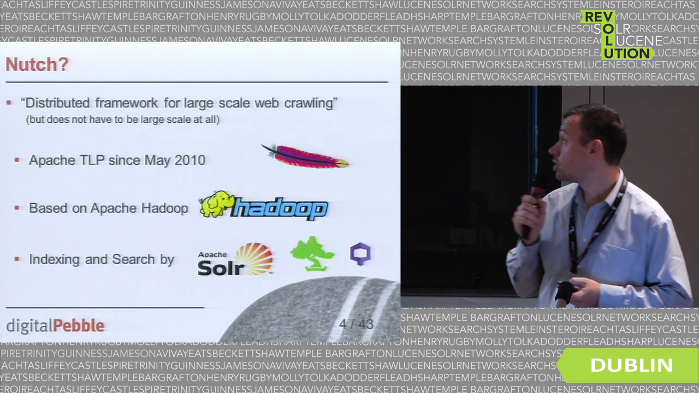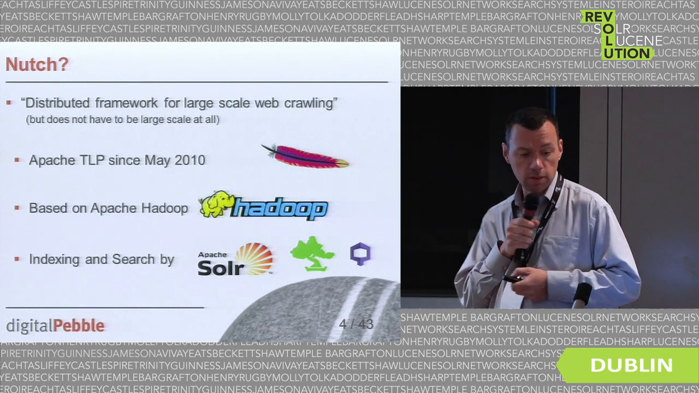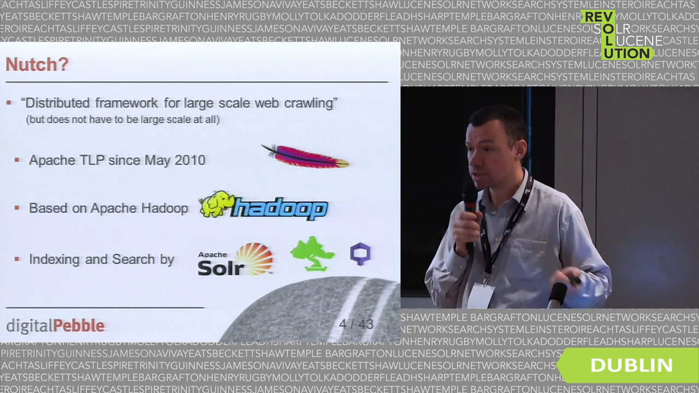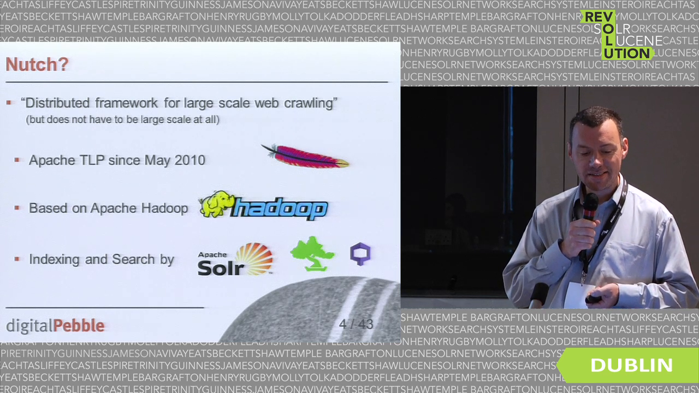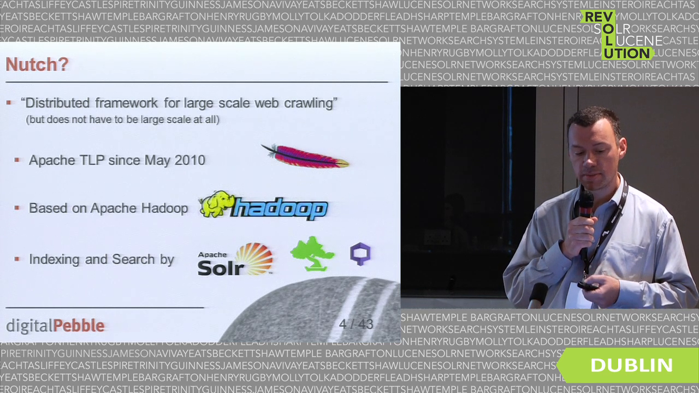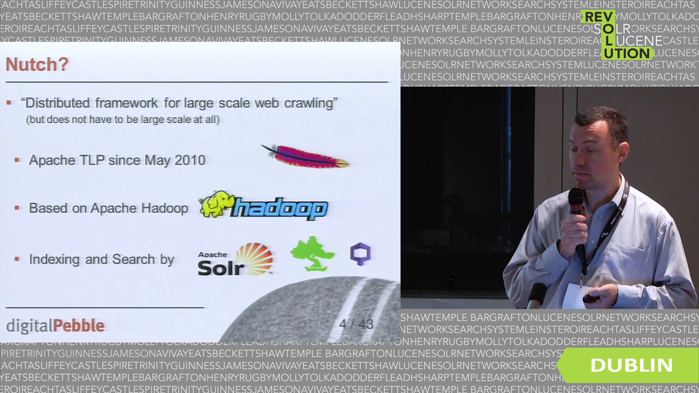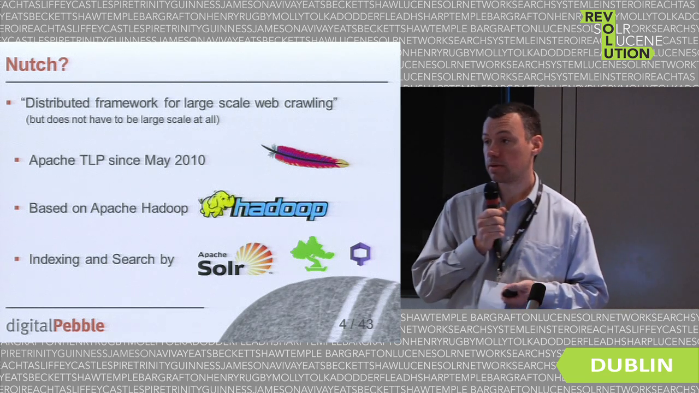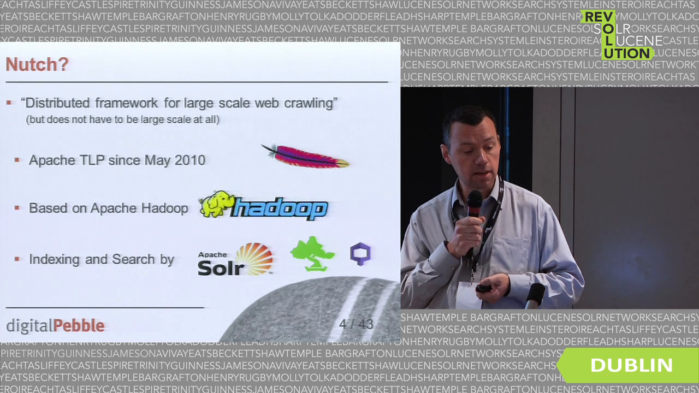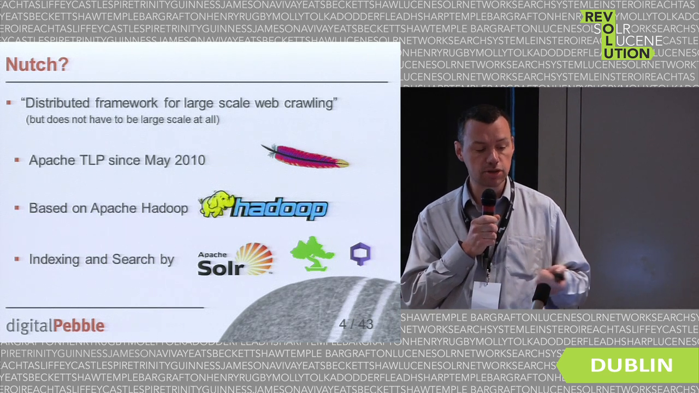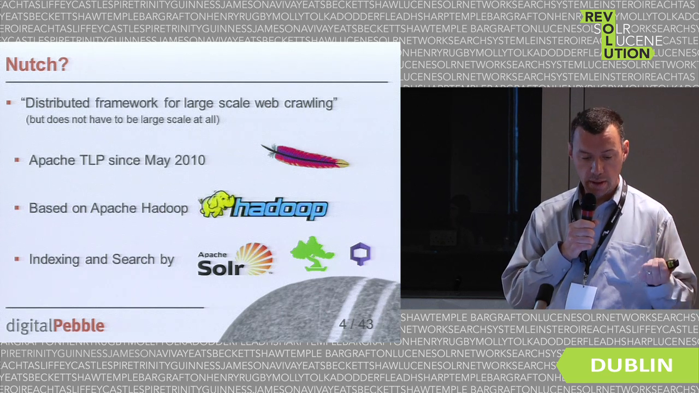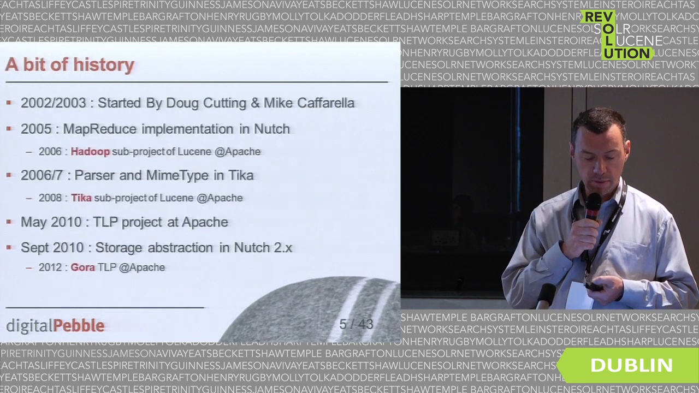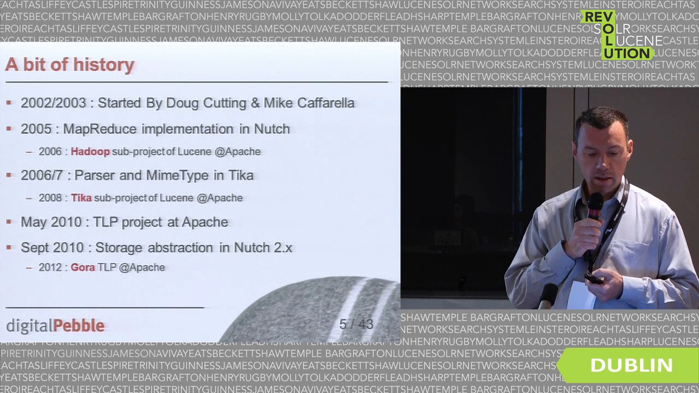So what is Nutch? Nutch is a distributed framework for large-scale web crawling. It doesn't have to be large-scale. It can be used on a very small scale. Most people do, actually. It's an Apache project, a top-level project since May 2010. It's based on Apache Hadoop, and it delegates the indexing and search to Solr, Elasticsearch, CloudSearch, or other possible backends.